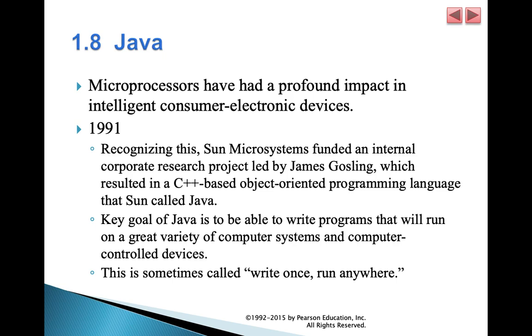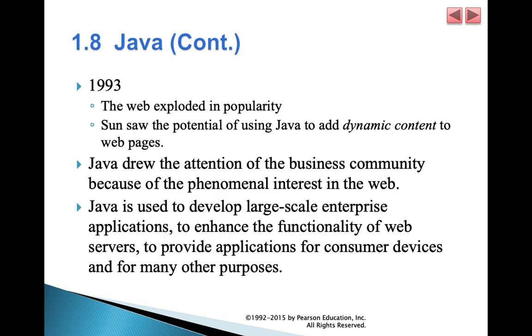In 1991, Sun Microsystems, a company, funded internal corporate research led by James Gosling, which resulted in a C++ based language. Java is based on C++, and it's object-oriented programming, and Sun decided to call it Java. The key goal of Java is to be able to work on a great variety of devices, not only desktop computers but small devices. This is sometimes called write once, run everywhere.